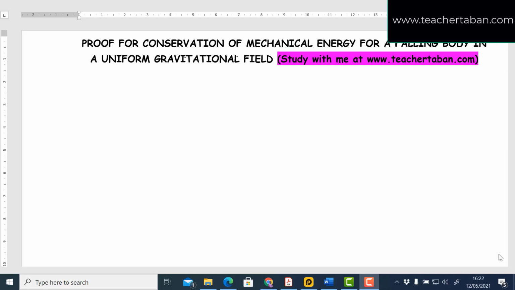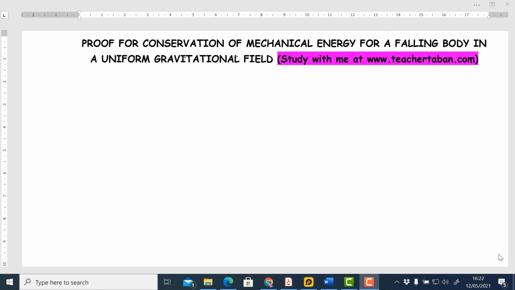The proof for conservation of mechanical energy for a body falling in a uniform gravitational field: we're going to assume that in this field there is no other external force acting on the system or on the body apart from that due to gravity. In other words, there is no air resistance or anything of the kind.